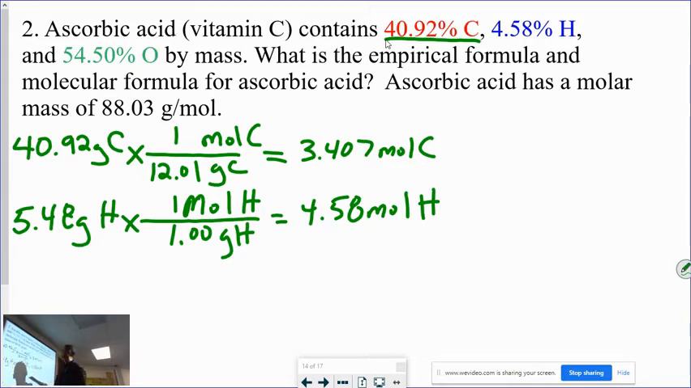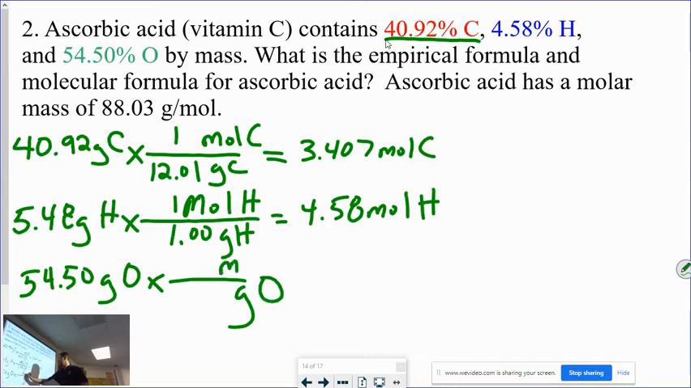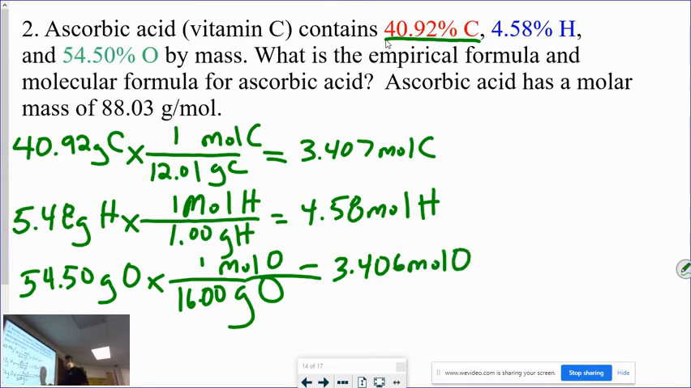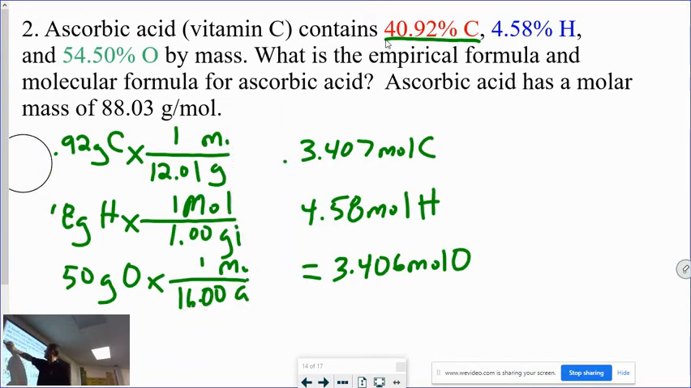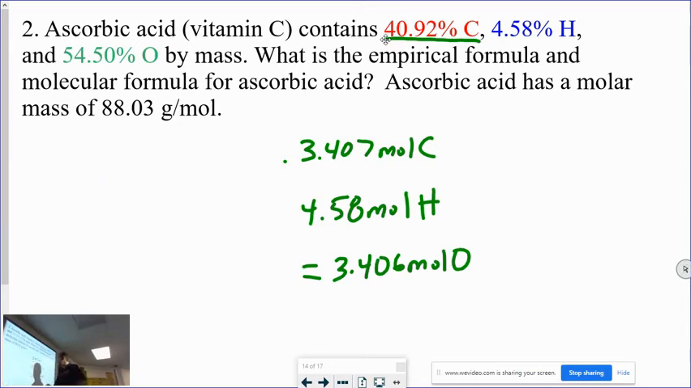I'm given 54.50% oxygen, so 54.50 grams of oxygen. Grams of oxygen go on the bottom. Moles of oxygen go on top. That's 16.00 grams in 1 mole. And I solve that, and I get 3.406 moles of oxygen. Now I'm going to erase all this because I need some room. You need to keep that on your paper. But that's what I have right now.